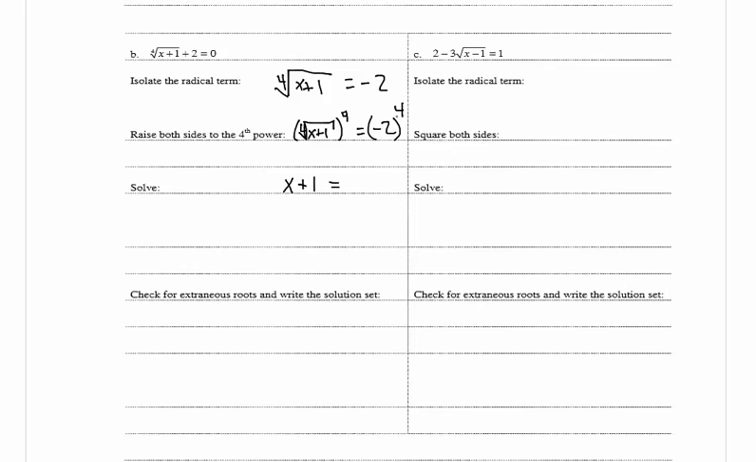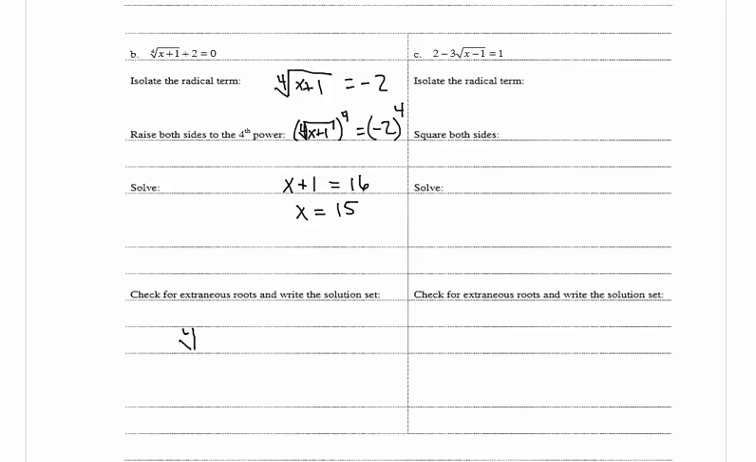And negative 2 to the fourth is equal to 16. And now if we subtract 1 from both sides, we get x is equal to 15. And now we want to check for extraneous roots and write the solution set. So we have 15 plugged into our original equation.